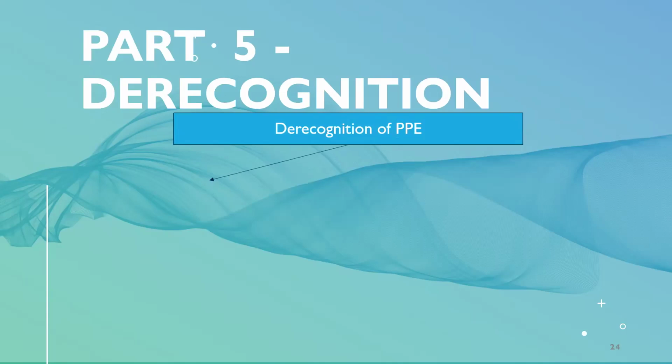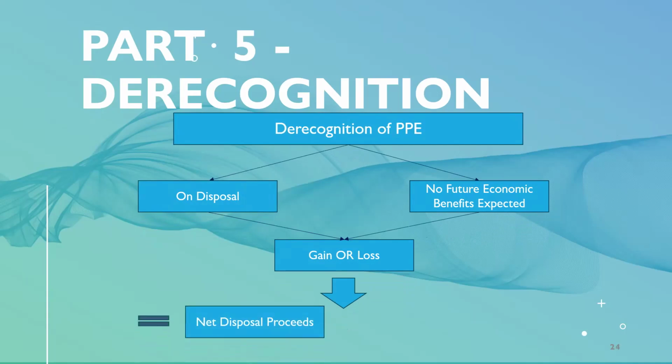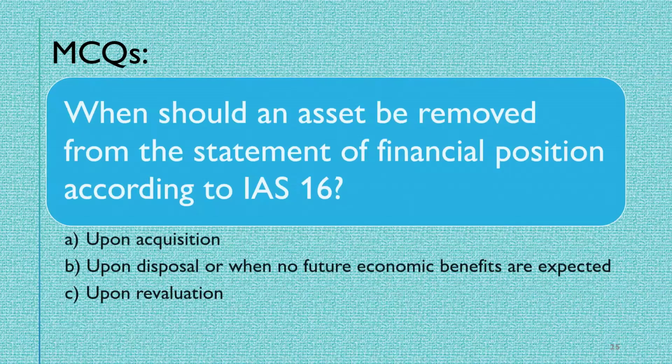Derecognition of property, plant, and equipment is done in two scenarios, that is, on disposal or when no future economic benefits are expected from the asset. So, on disposal or when no future economic benefits are expected, gain or loss is calculated. Gain or loss is calculated in such a manner that net disposal proceeds minus carrying amount.